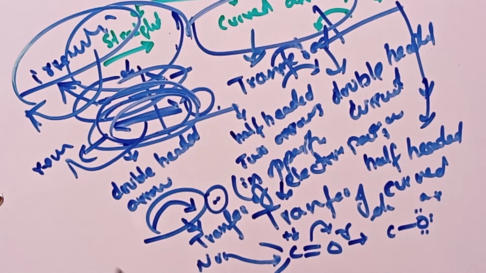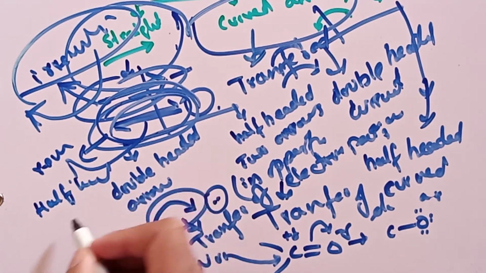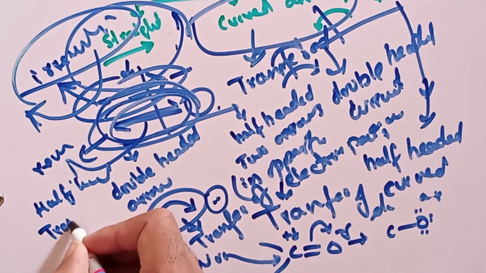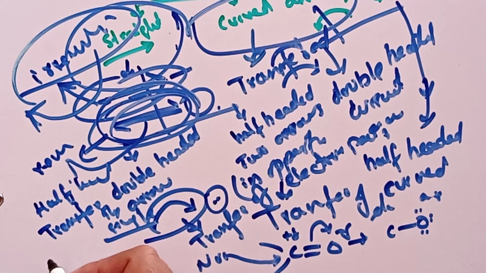What is meant by a half-headed arrow? A half-headed arrow is used to transfer a single electron, like in a homolytic fission reaction. What is a homolytic reaction? It is a reaction in which the bond breaks symmetrically, meaning each atom gets one electron, the bond breaks halfway toward each carbon, like that.